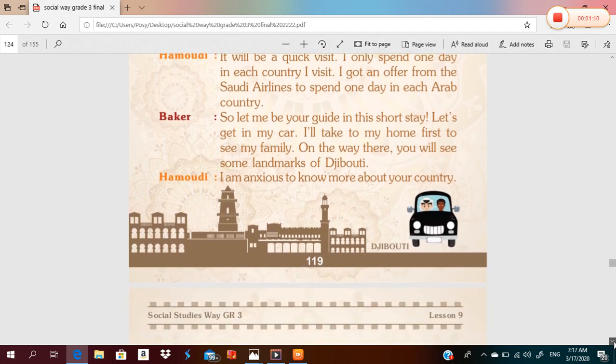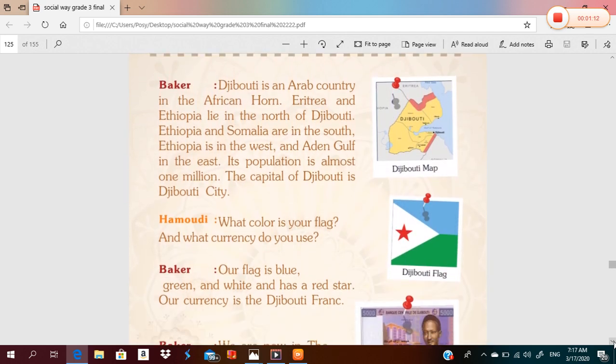Next page. Now, grade 3, we are going to learn about the location of Djibouti. Bakir is saying, Djibouti is an Arab country in the African Horn. Eritrea and Ethiopia lie in the north of Djibouti. Ethiopia and Somalia are in the south. Ethiopia is in the west, and Aden Gulf in the east. Its population is almost 1 million. The capital of Djibouti is Djibouti City.